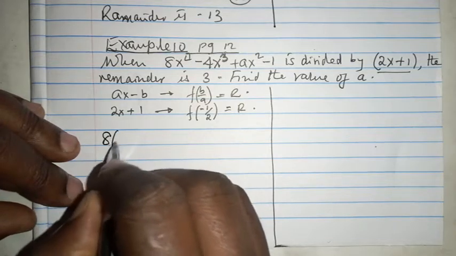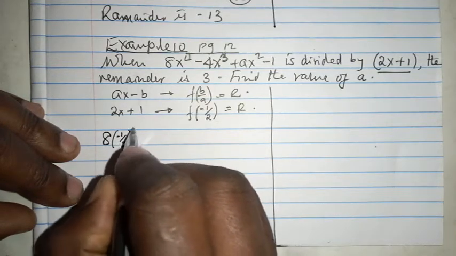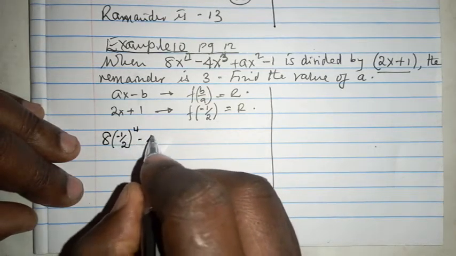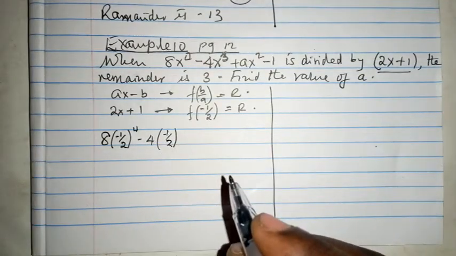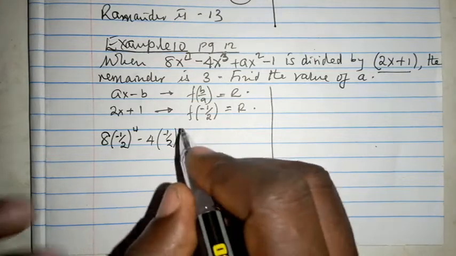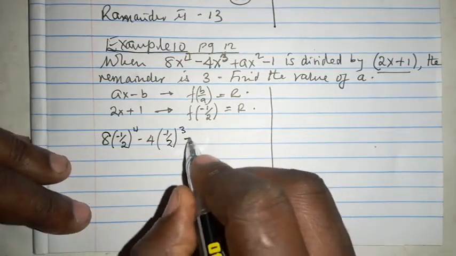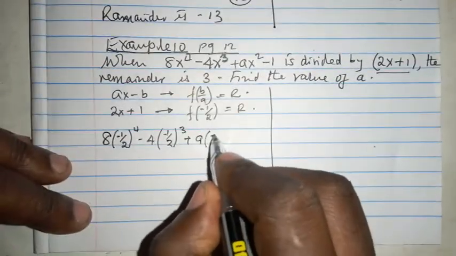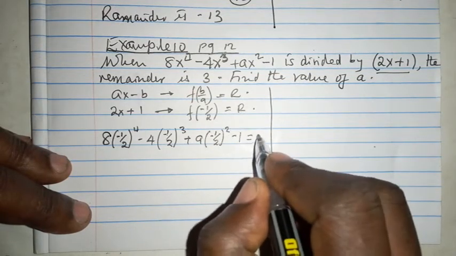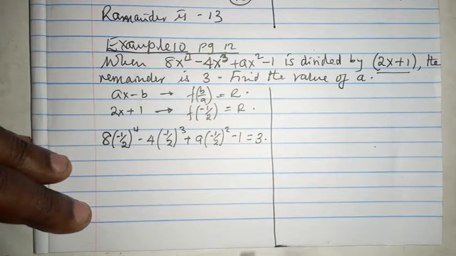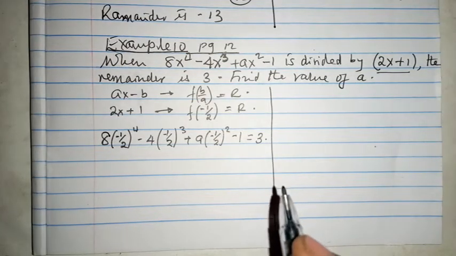So 8 times minus a half raised to power 4, minus 4 times minus a half cubed, plus a times minus a half squared, minus 1. This one should give us 3. And let's see.